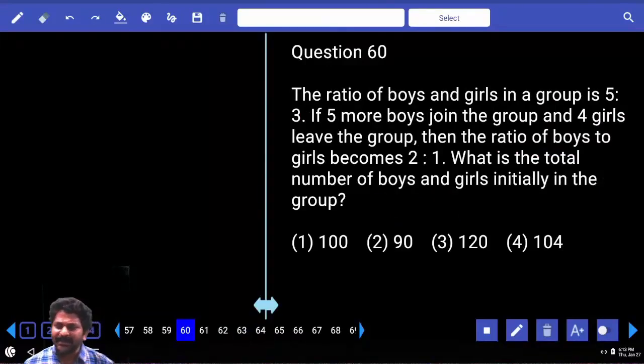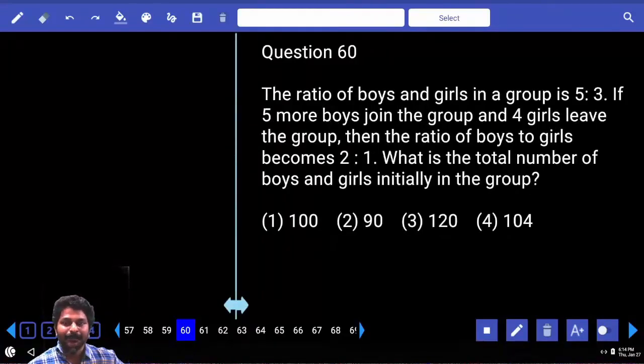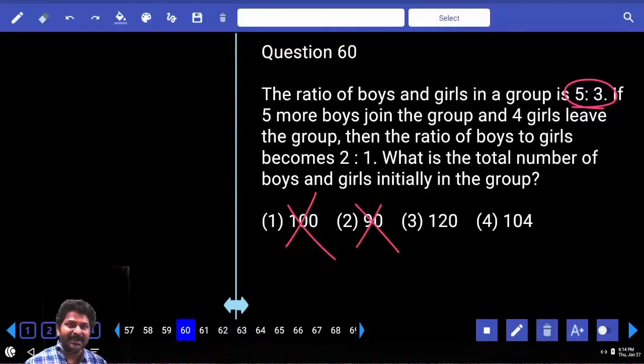The ratio of boys and girls in a group is 5:3. If 5 more boys join the group and 4 girls leave the group, then the ratio of boys to girls becomes 2:1. What is the number of boys and girls initially in the group? Boys are 5 parts, girls 3 parts. Total students must be a multiple of 8. Is 100 a multiple of 8? No. 90? No. 120? Yes. 104? Yes. Two options are there, correct?